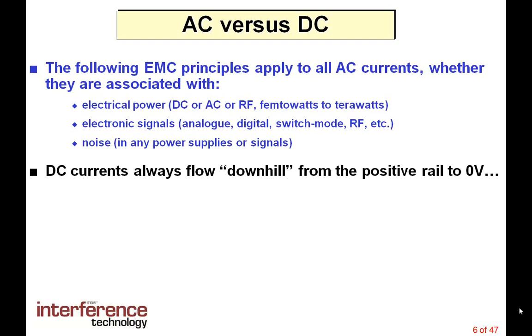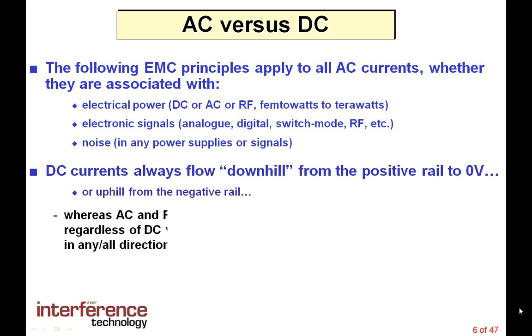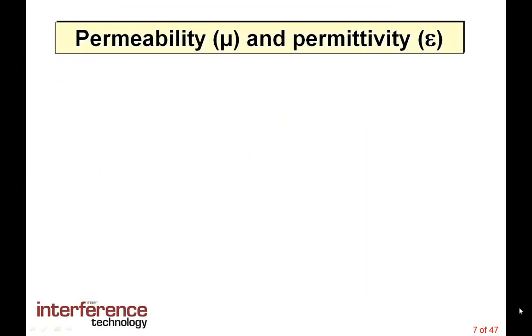When we learn circuit design, we're taught that DC currents flow downhill, if you like, from the positive rail to the 0 volts, or uphill from the negative rail to the 0 volts. But AC, and that includes radio frequency currents, flow in any paths, regardless of the voltage potentials of the DC supply. They flow anywhere, in all directions, and they're controlled entirely by impedance.